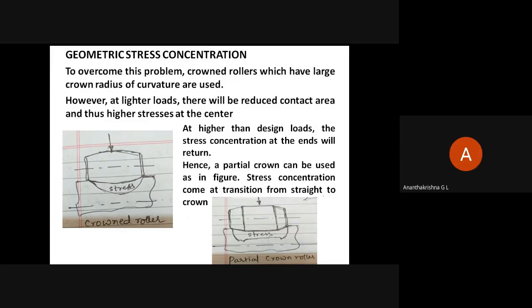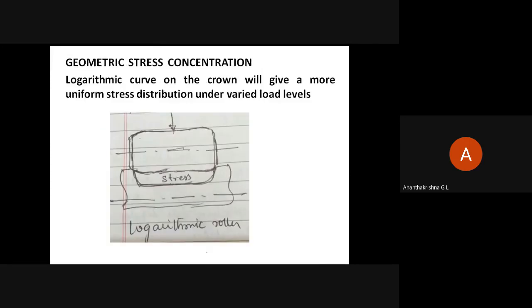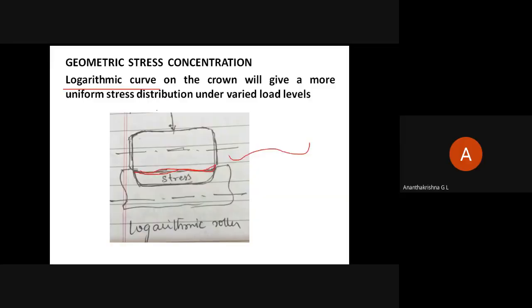Yes, sir. Okay. So now what we have seen is a straight roller, crown roller, and partially crowned roller. Then there are two more contacts. One is called the logarithmic curve. So the contact looks like a logarithmic curve, something like this. So a logarithmic curve on the crown will give a more uniform stress distribution under varied load levels. So this is about the logarithmic roller.